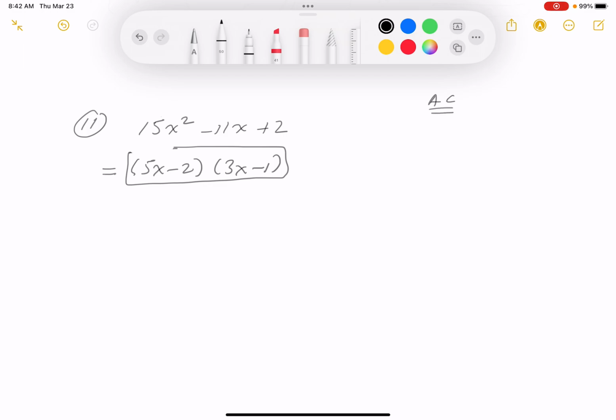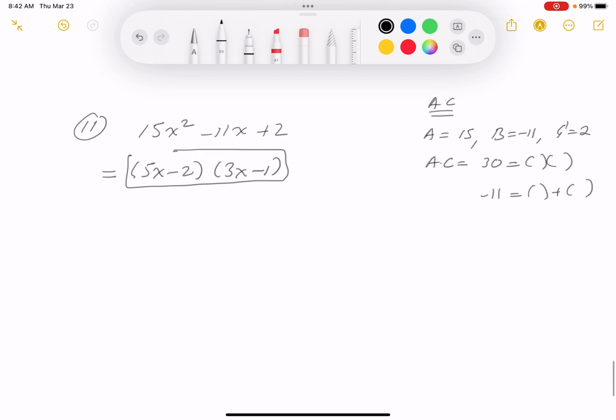What's the AC method going to be? Well, let me write this down. A is 15, the B is minus 11, and the C is 2. So I write down AC. Well, A times C is easy. It's 30. What I've got to do is find two numbers that multiply to 30 and, when added together, the same two numbers, by the way, would give me minus 11. Well, what am I seeing over there? Well, just like I did before, it's 6 and 5.